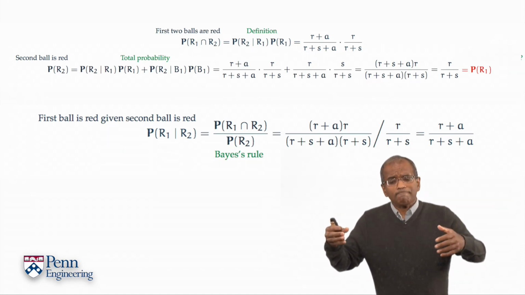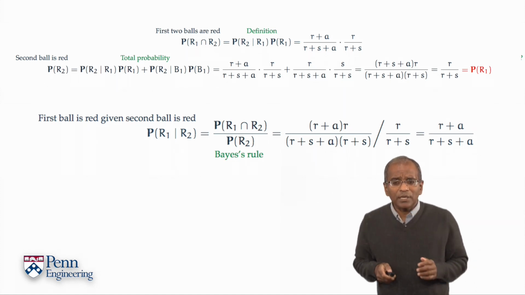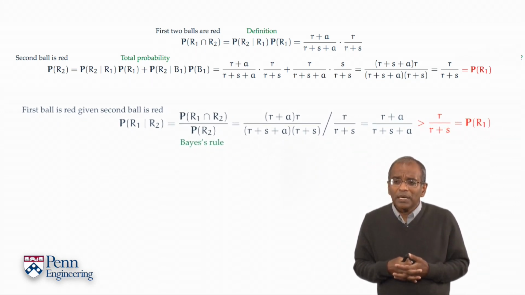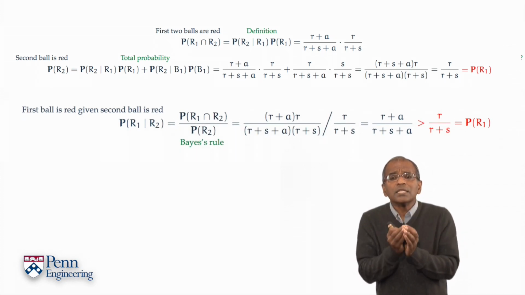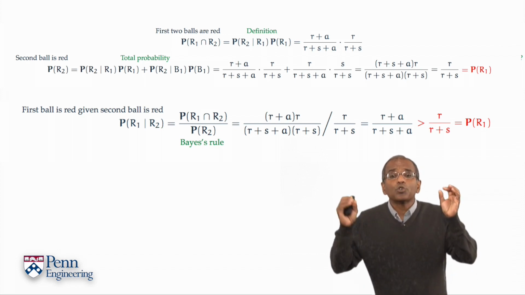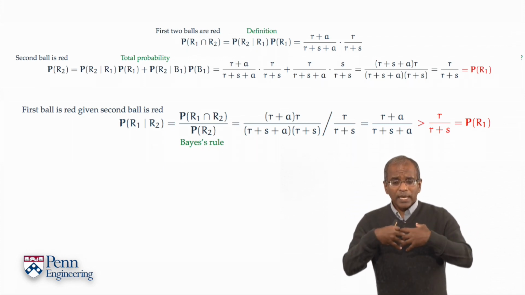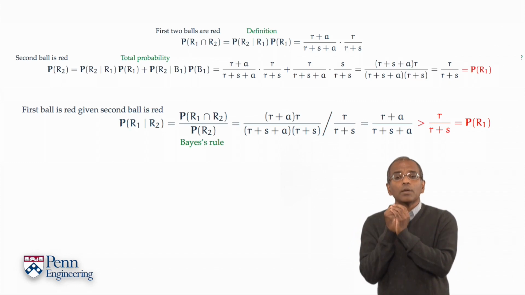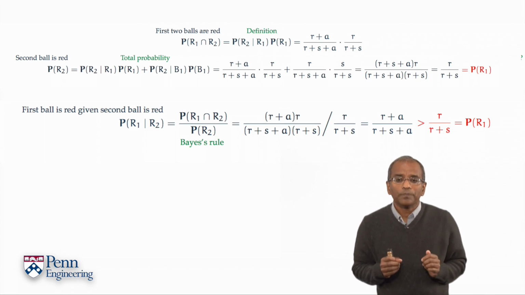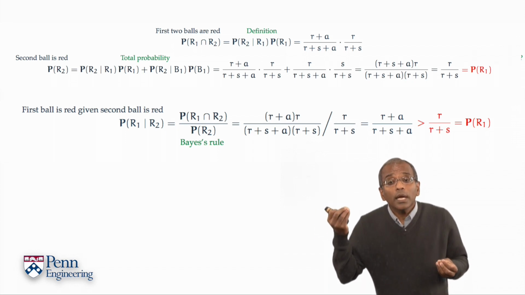Again, we should ask, does this say anything about the problem? And staring at this fraction, it becomes clear, as an easy exercise in clearing denominators will show you, that our answer is larger than the fraction r over r plus s, which is exactly the probability of drawing a red ball on the first draw. And so our expression tells us that the conditional probability of drawing a red ball on the first draw, given that a red ball was drawn on the second draw, is larger than the probability of drawing a red ball in the first case.